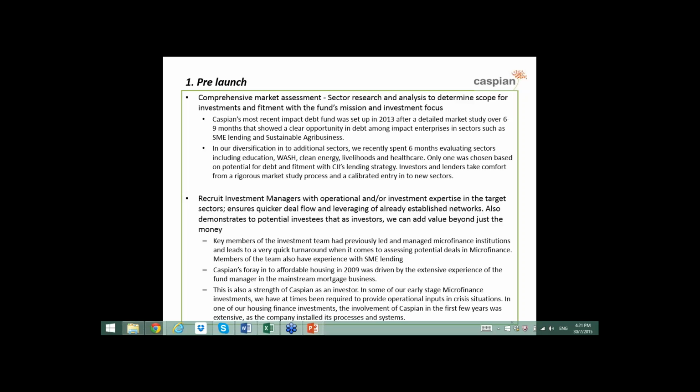So that's one key practice that we have followed for each of our funds, which is to really scope out the market and to not compromise on the process that we adopt for that, or the rigor. The second is also the team composition. From the beginning, the investment managers on the team are those who have either investment, but mostly also operational experience in the sectors that we are targeting.